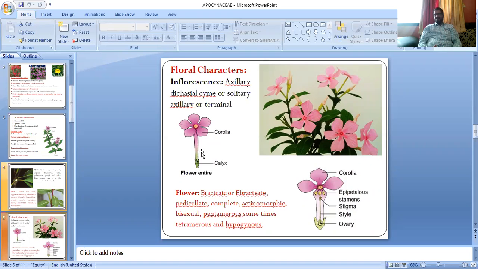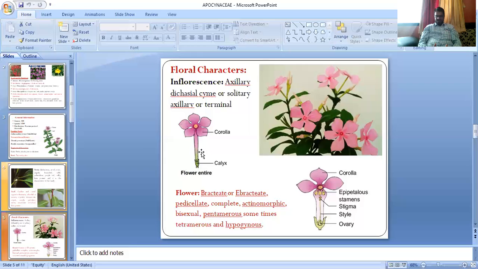Then it is complete. Complete, that is nothing but presence of flower parts, calyx, corolla, androecium, and gynoecium. It is actinomorphic. Actinomorphic means we have seen in family Solanaceae and Malvaceae, the flower is actinomorphic. What is actinomorphic flower? What is zygomorphic flower?